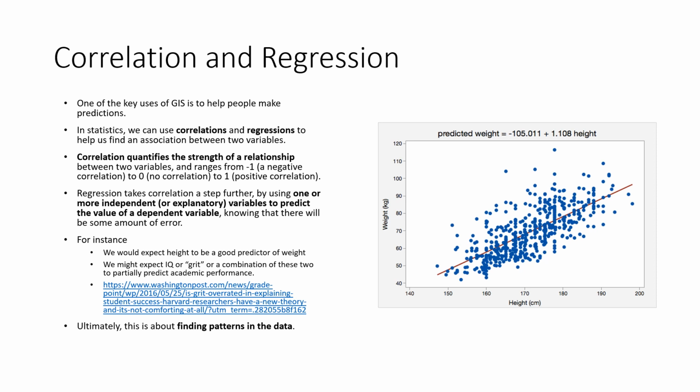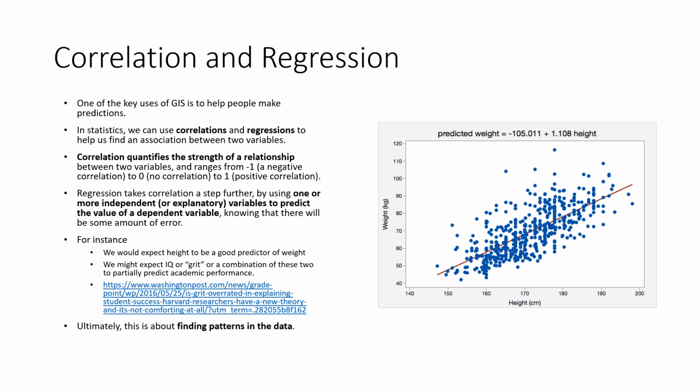This is just a simple plot of height versus weight, with a best fit line attached to it that shows how you could predict weight using height. So if you know someone's height, could you guess their weight? And the best fit line would be your best guess of that relationship.